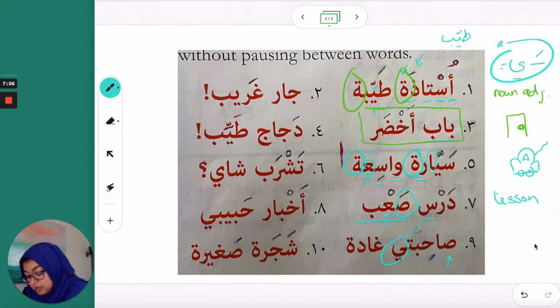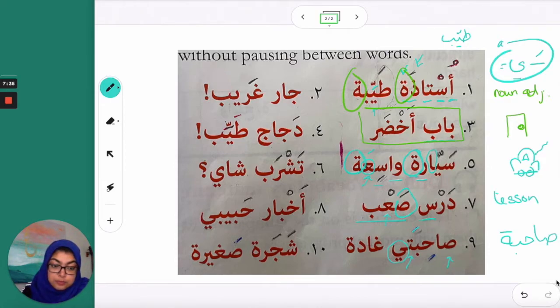صاحبتي. So when you have a ya here at the end of this word, it's referring to mine. Okay, so if you look at the word and you don't know what it is, then assume that the ya is probably an addition. So if it didn't have a ya, this is what it would look like. That's a ta marbuta, but we had to open it so that we could connect the ya. Sahiba. And sahiba means friend. Sahib is the masculine, sahiba is the feminine. So a woman, right, a female friend.